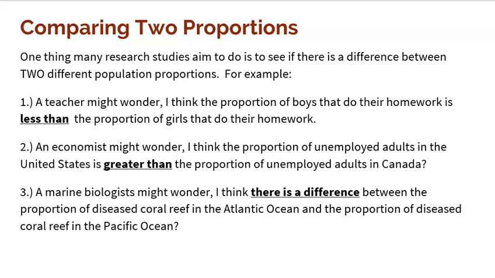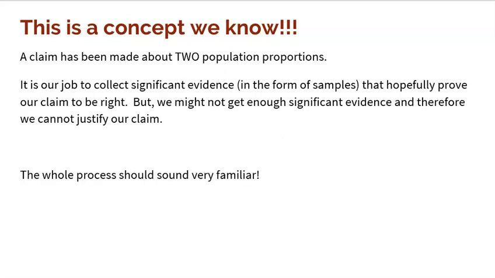The marine biologist believes that there is a difference between diseased coral reef in the Atlantic Ocean and the Pacific Ocean. If he wants to show that he's right, he needs to go ahead and do a significance test to show that. All right. So this is a concept we know, right? We've already talked about how to do a test for a one sample proportion.